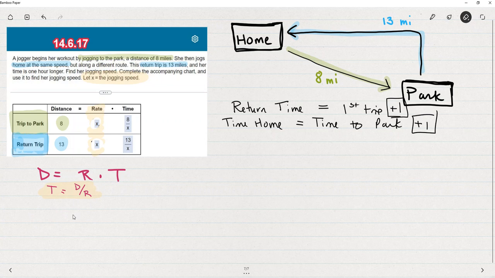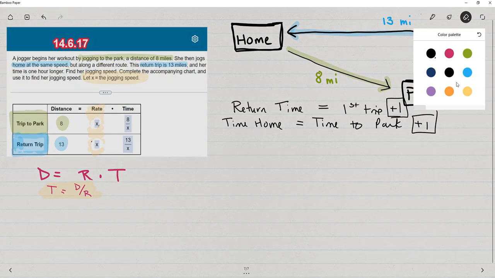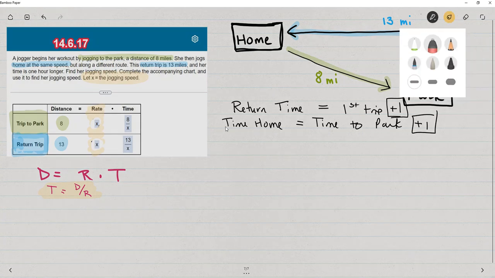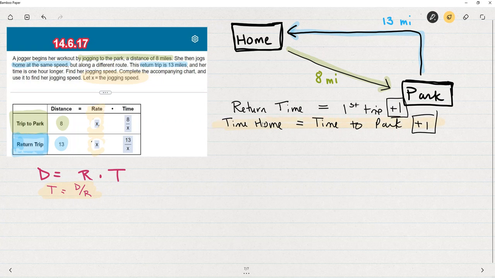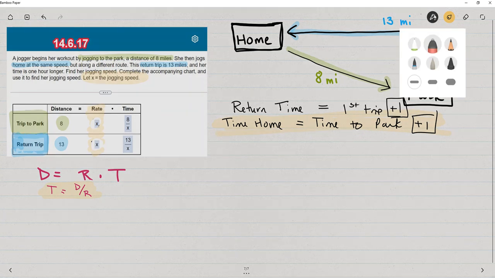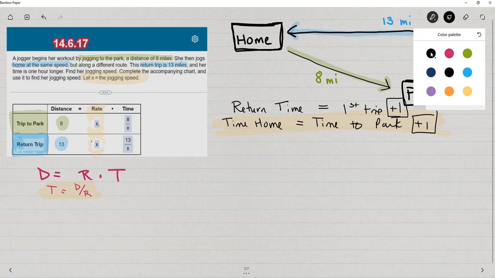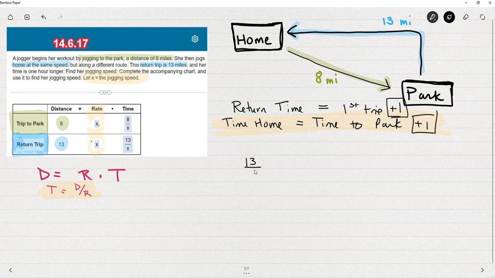Let's see about writing an equation now. And it's right here. Let me highlight what I mean by here. Either of these two ways of saying it, but the time home is the time to the park plus 1, and would look like this. Time home is 13 over x, and that's equal to, it's one more than the time to the park. So it's 8 over x plus 1, and there's our equation.